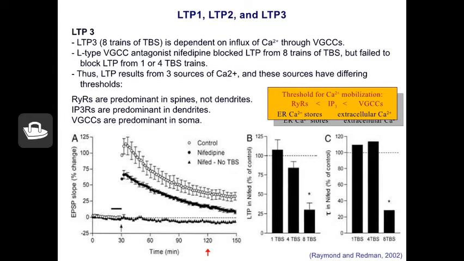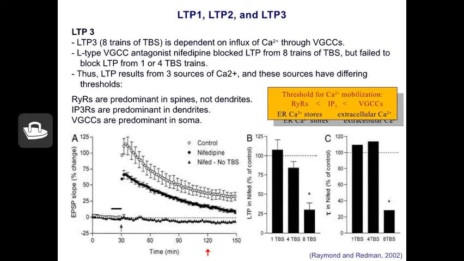So I'm going to sum this up by proposing a model to explain why there are different thresholds for activation of ryanodine receptors, inositol triphosphate receptors, and voltage-gated calcium channels. It's simply that one train activates ryanodine receptors, 4 trains activates ryanodine and inositol triphosphate receptors, and 8 trains activates ryanodine and inositol triphosphate receptors, as well as voltage-gated calcium channels.